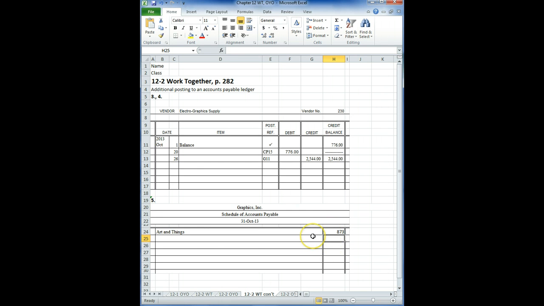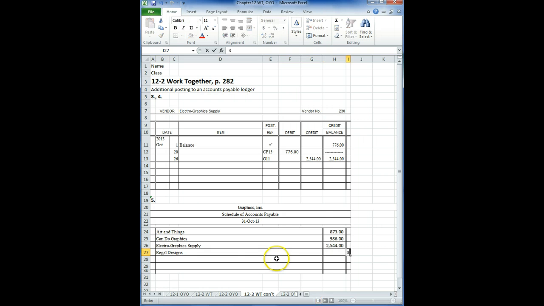And again, we're going to need the cents because some of the accounts have it. Unless you want to round, rounding is fine. So let's click this button and it gives us our decimals back. So art and things done, we can do Graphics. And I need to make sure I'm using proper capitalization, so I fix that. It is $986.00. We have electrographics supply. And hey, we know how much that balance is because we looked at the ledger. And this is shown, so we can pull that from the ledger. $2,544.00.